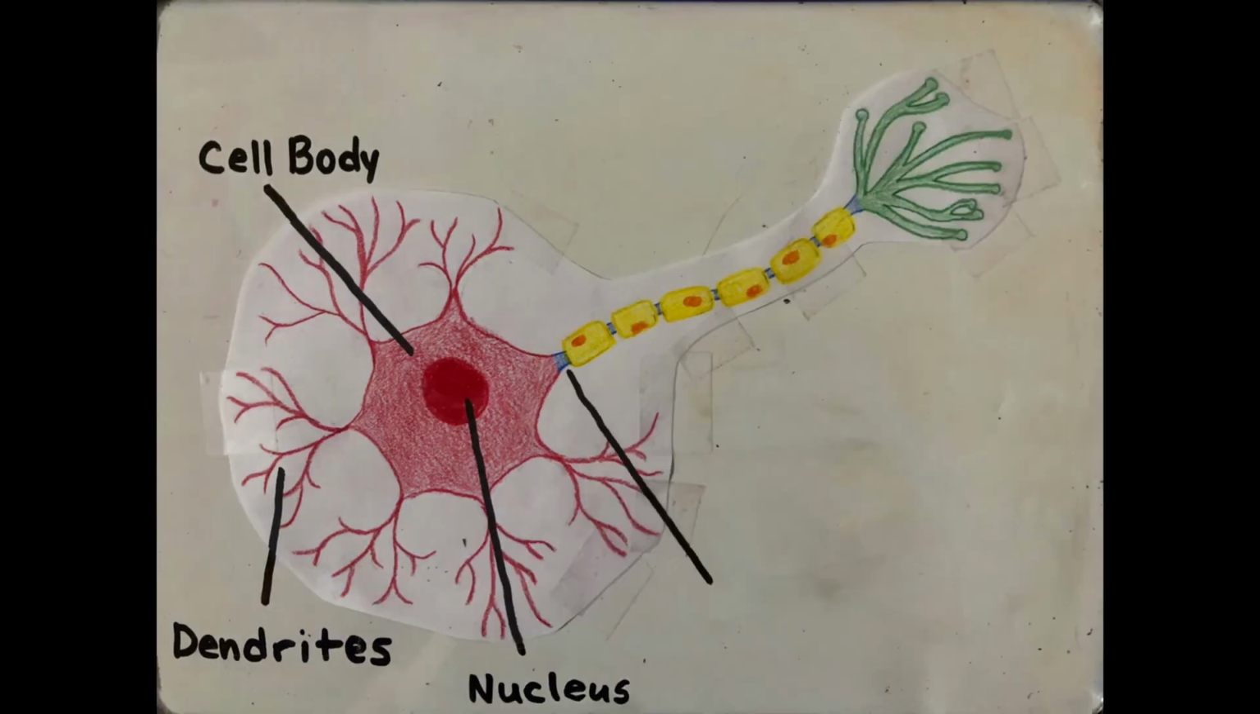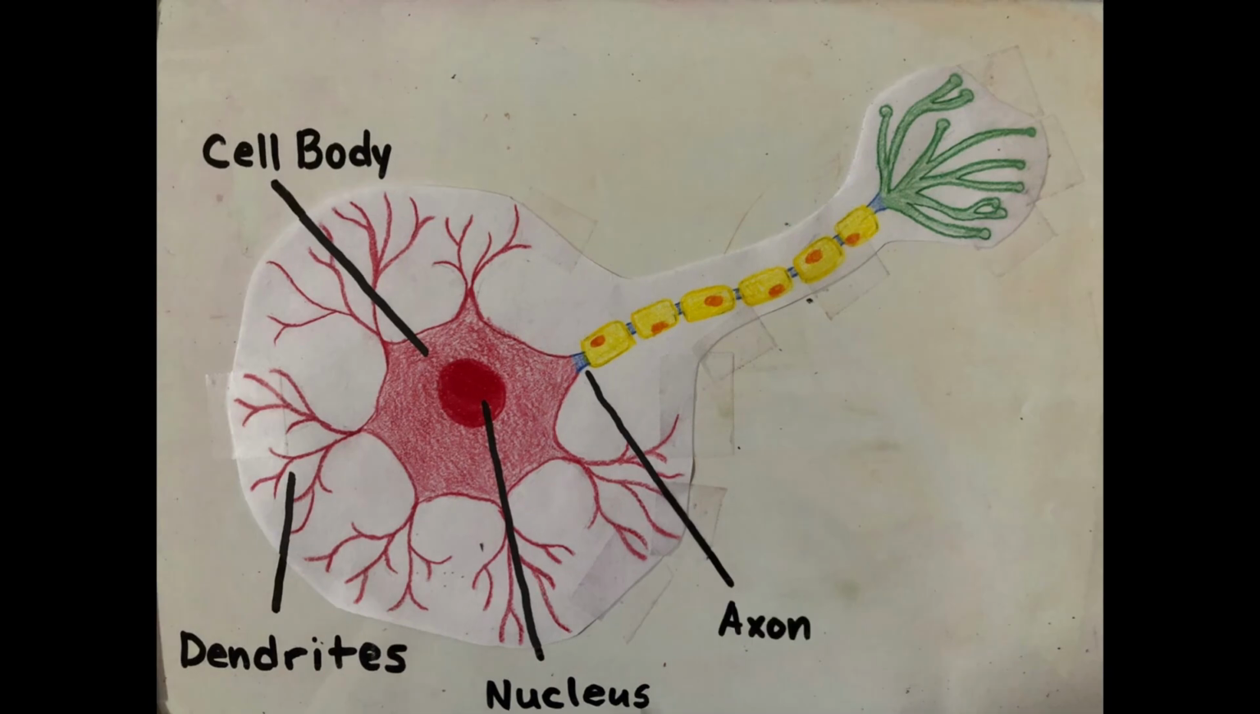In blue is the axon, which is the long, thin part of the neuron extending from the cell body. The axon carries electrochemical signals from one end of the neuron to the other to be passed to the next neuron.